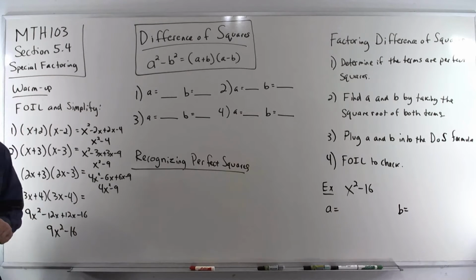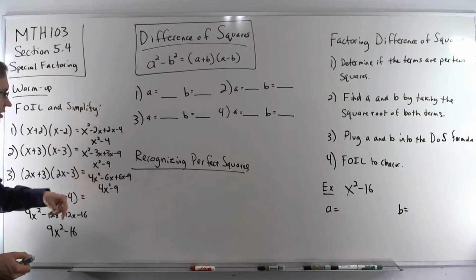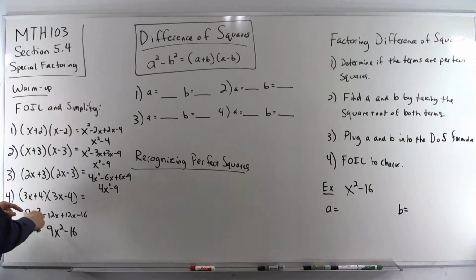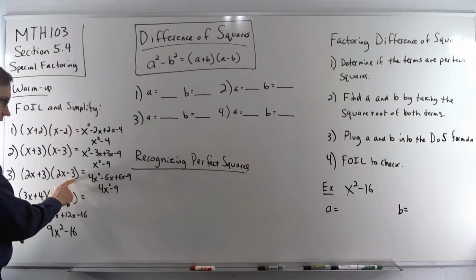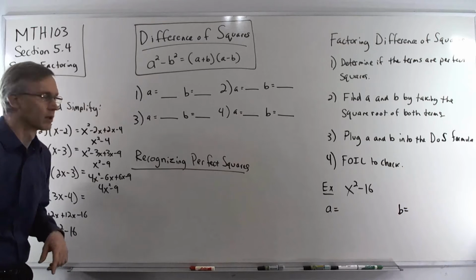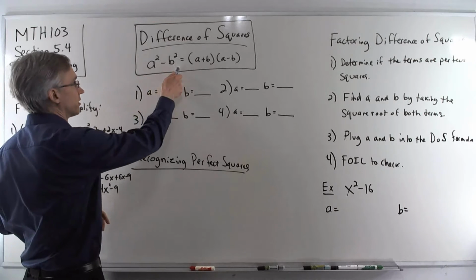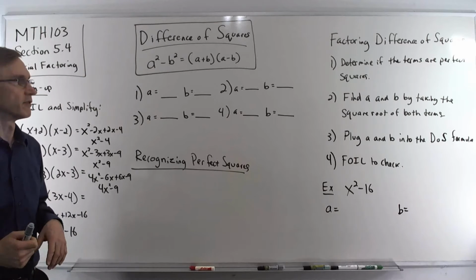So the pattern is, every time those middle two terms are going to cancel each other out, and what we're left with is just the first term and the last term, which just so happen to be the square of the first term minus the square of the last term. And this is the famous formula called difference of squares. And we're going to be using this in factoring.